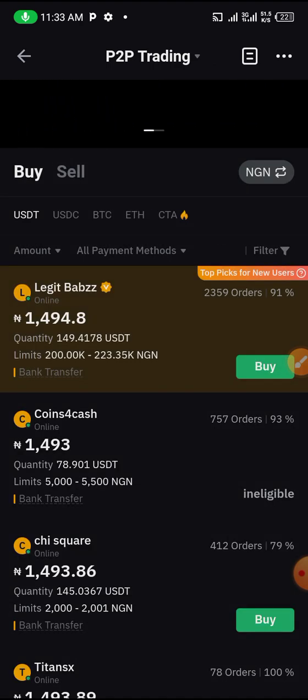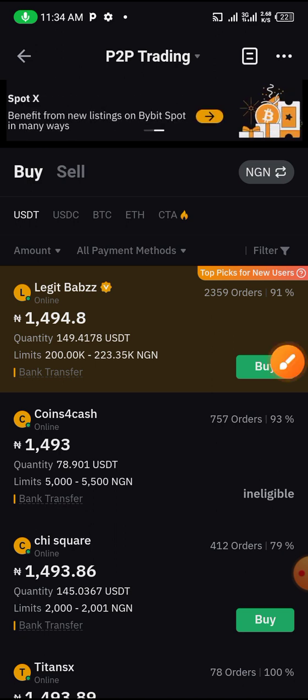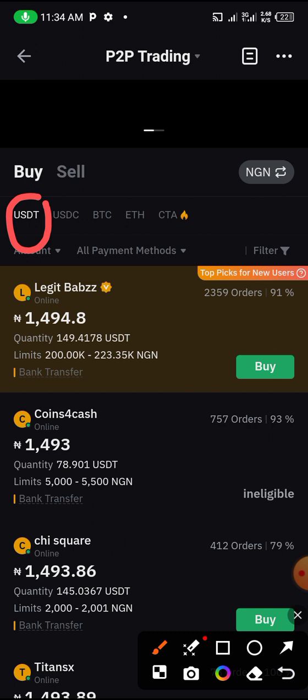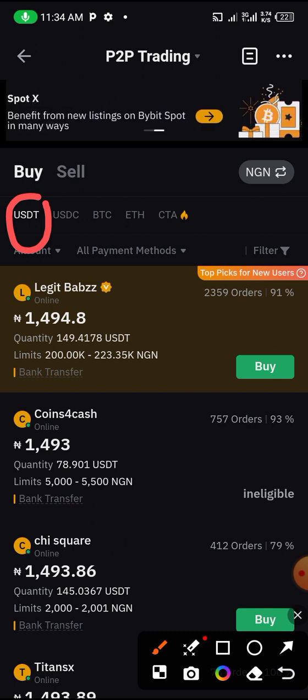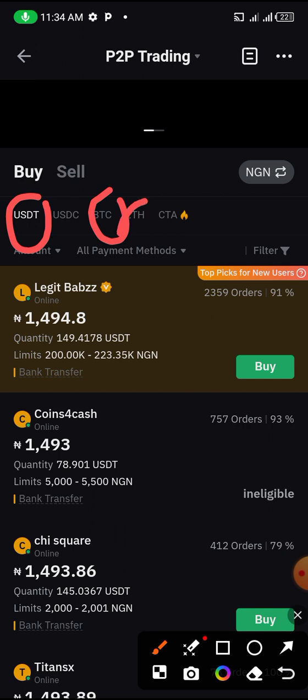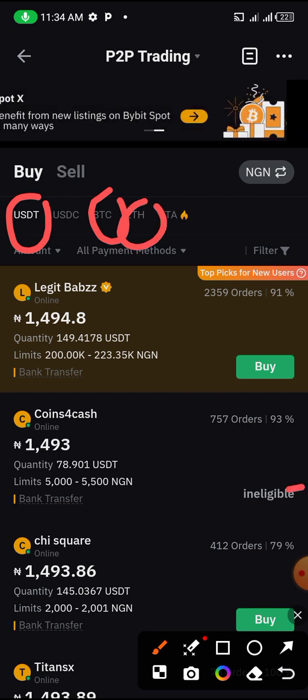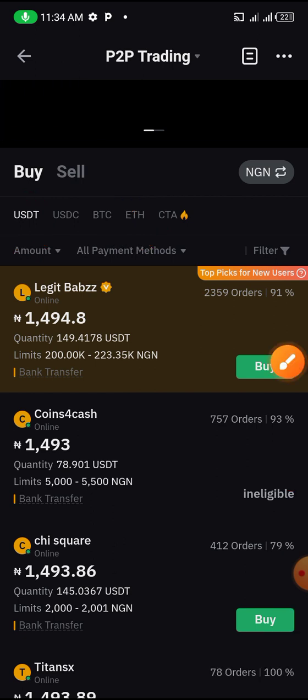Now, let me explain this dashboard. In this place now, this is the USDT we want to buy. Make sure yours is on USDT. But if you want to buy Bitcoin direct, you point on the Bitcoin. If you want to buy Ethereum, you point on the Ethereum. But what I normally buy is the USDT. All right. So we are on USDT now.